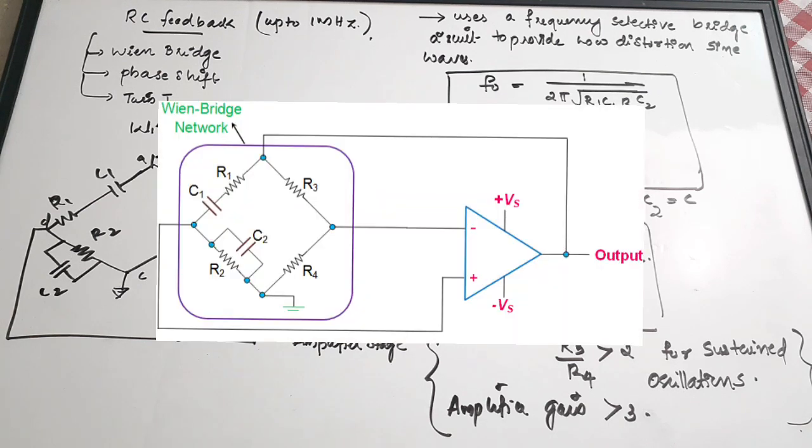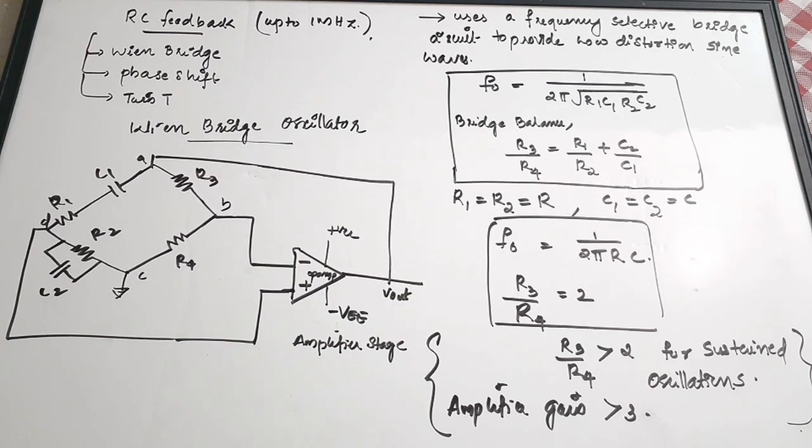Okay, so the first one is a Wien bridge oscillator. Now, Wien bridge is a familiar term to everyone. What is actually a Wien bridge? A Wien bridge is actually used for expressing the value of an unknown capacitor, or it is used for measuring capacitance in terms of resistance and frequency.